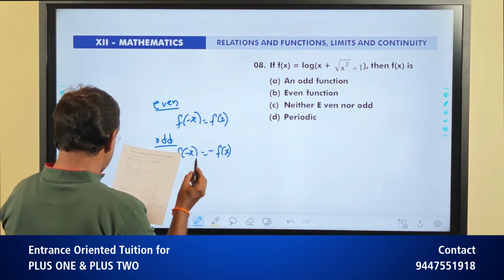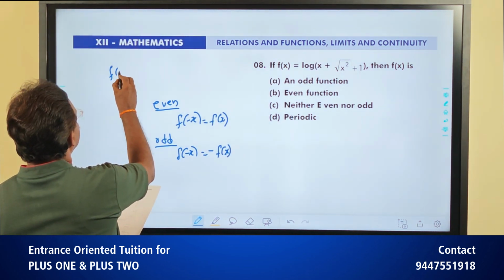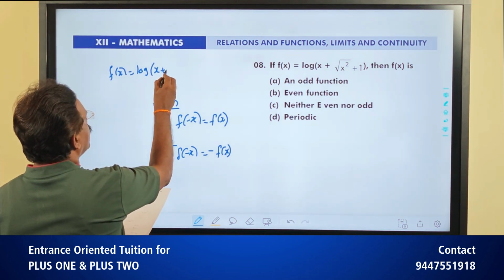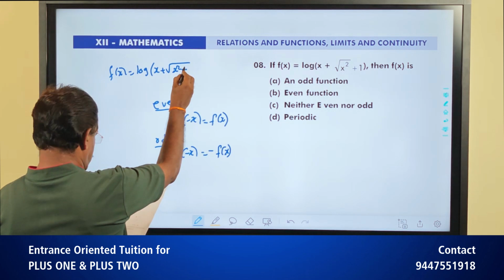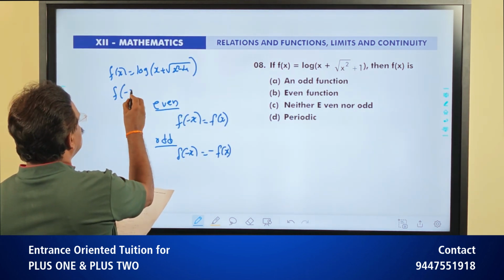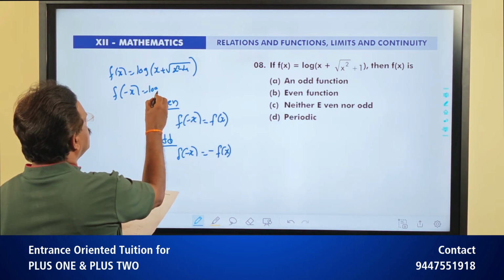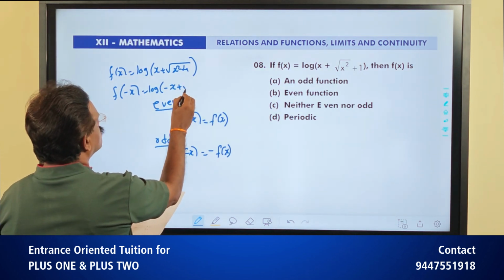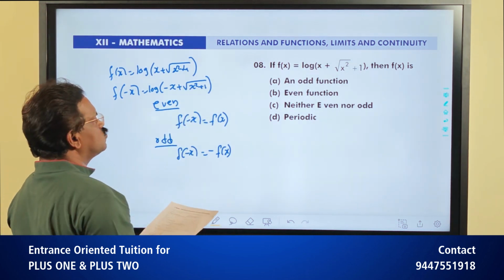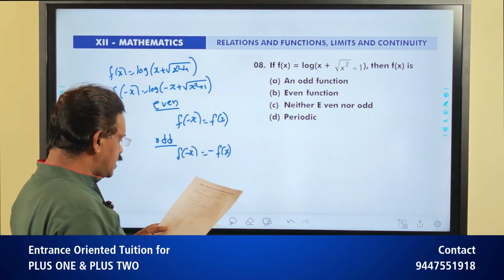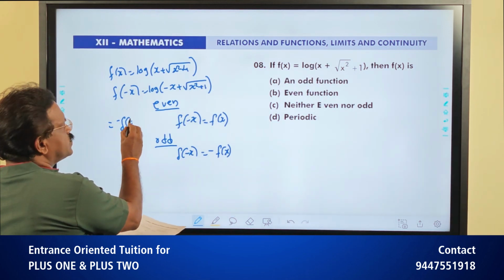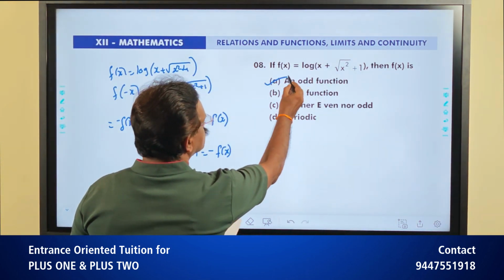Here the question given is f of x equal to log of x plus root of x square plus 1. So when you take f of minus x, it will be log of minus x plus root of x square plus 1. What you have to do means you multiply numerator and denominator by the conjugate. We can say that f of minus x equal to minus f of x, which is an odd function.